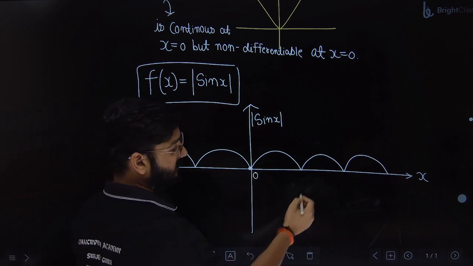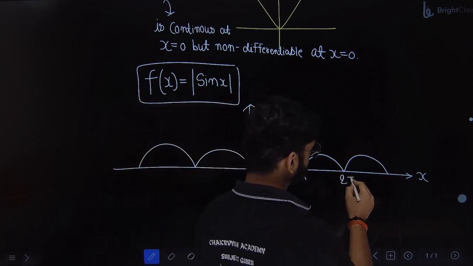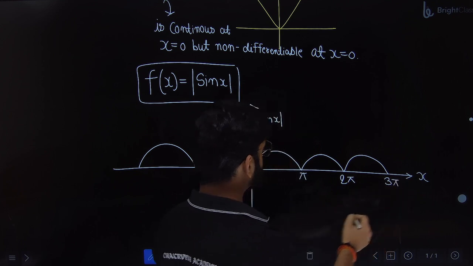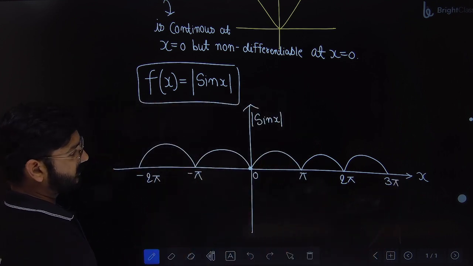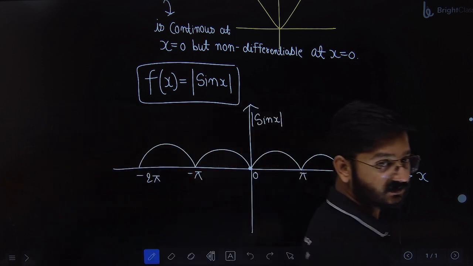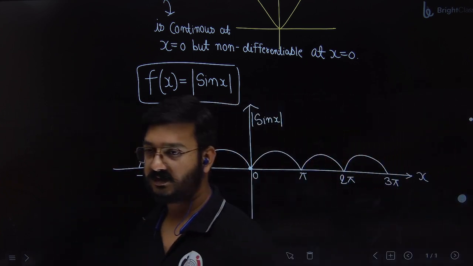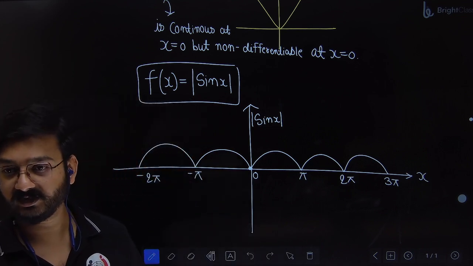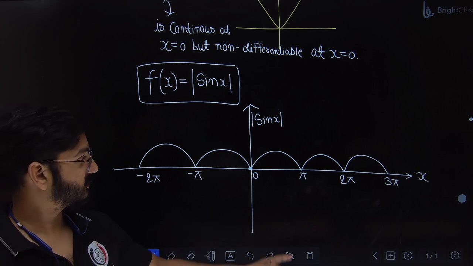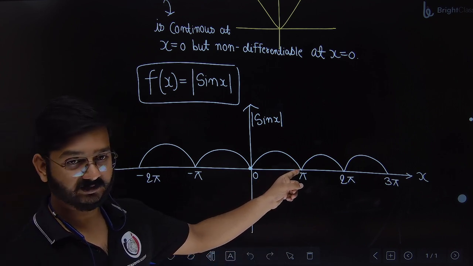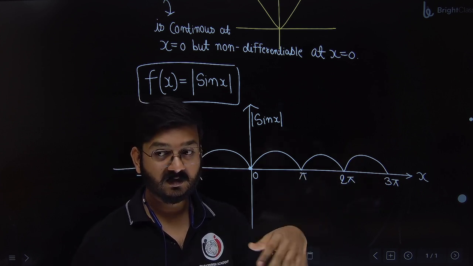This is 0. This is how much? Pi. This is 2 pi. This is 3 pi. Minus pi. Minus 2 pi. Is this function continuous? Yes. Any break in the graph anywhere? No. Is this function differentiable everywhere? At which point is it non-differentiable? See the sharp edges. See the sharp edge.